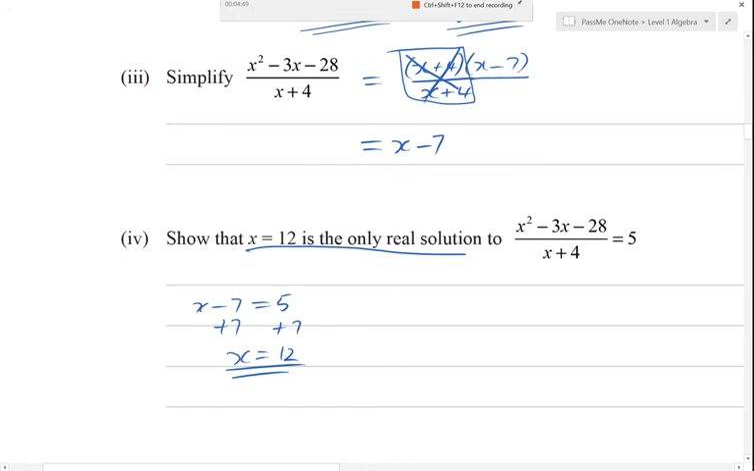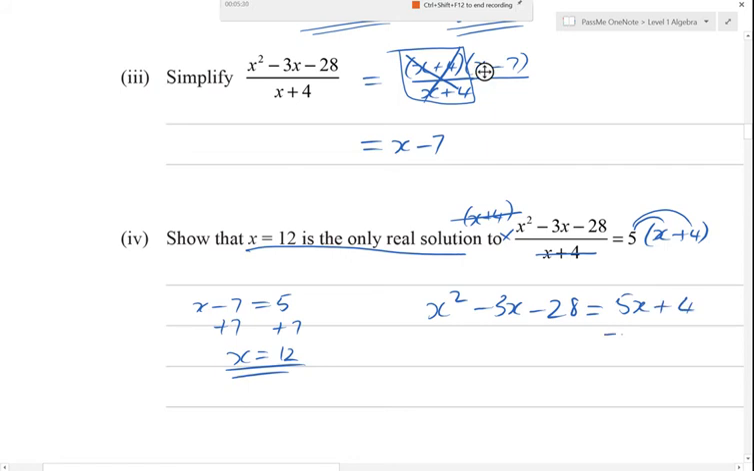But there's a little bit more to do here. We really want to see if we can solve this in a slightly different way. So let's just see what happens if we were to times both sides by x plus 4. What that does is cancel the x plus 4 off the bottom and leaves us with x squared minus 3x minus 28 equals, and we'll expand our brackets here, 5x plus 4.